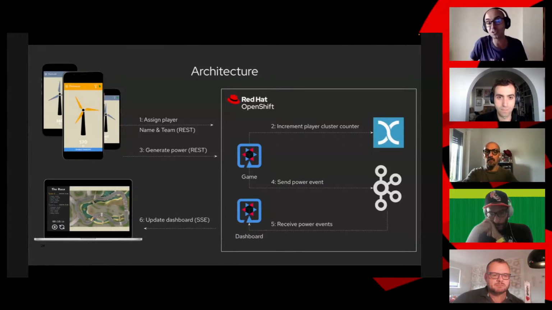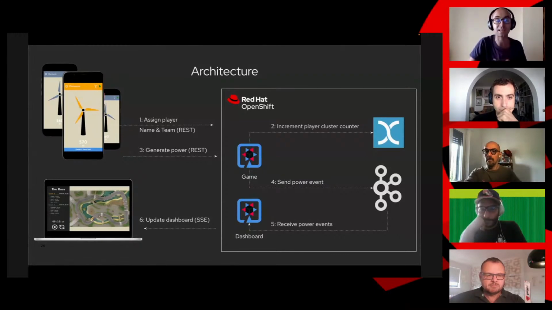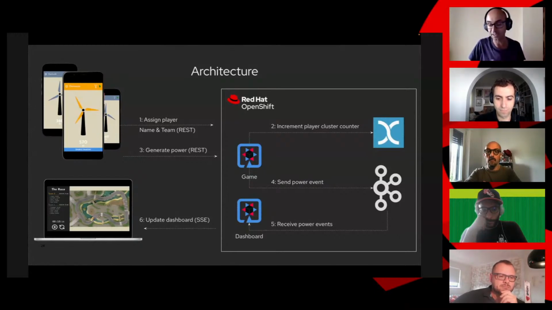part of the backend, which is listening to all these events asynchronously. So every time that we generate power, it goes to the Kafka topic. The Kafka topic just sends this event to the dashboard. Well, actually, the dashboard consumes this event and updates the dashboard, so it updates the position of the car.